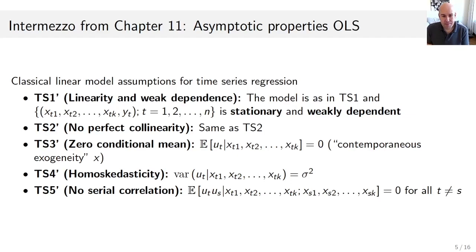Then there is assumption TS3'. That assumption corresponds to assumption 3 we had before, and also the zero conditional mean assumption we have seen in the cross-sectional context. So now we're not going to condition here on this fat letter X anymore. So we're not going to have strict exogeneity, but we're going to have contemporaneous exogeneity. So that means that the error term u_t in period t is mean independent of the x's in period t. That is enough. We don't need more to derive asymptotic properties.